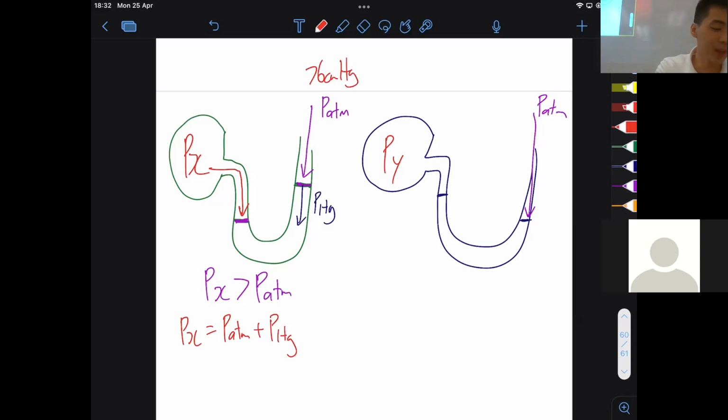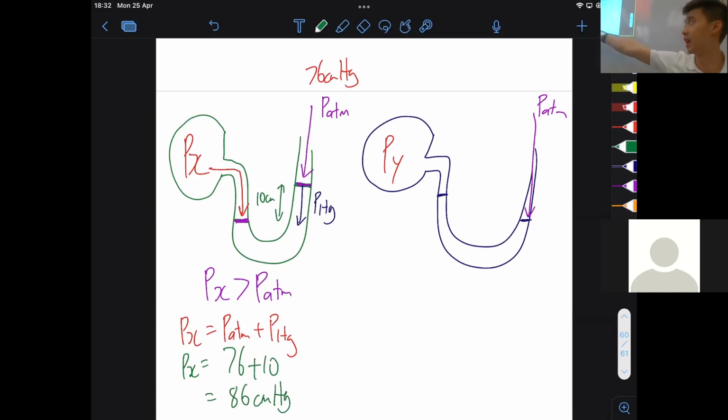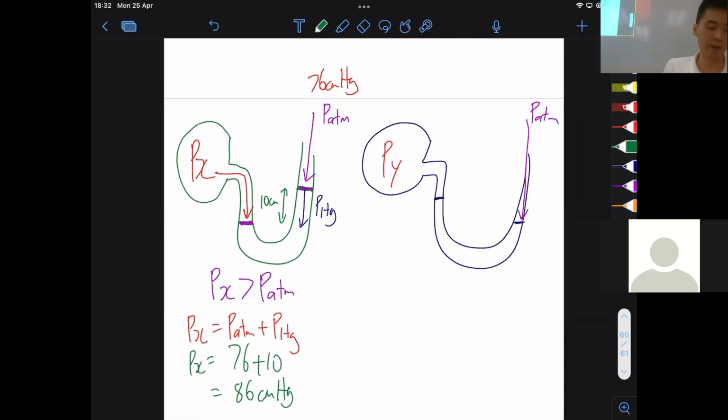Let's just say in this question, this height here is 10 cm. Then from here, I can find the pressure of X already. I substitute all the numbers in, it will be 76 plus 10, which is going to be 86 cm worth of mercury. That's why it's cmHg, right? So I know for a fact that it checks out with the first equation: 86 is really greater than 76. That's why it pushes more on the left side than the right side. Understand or not?